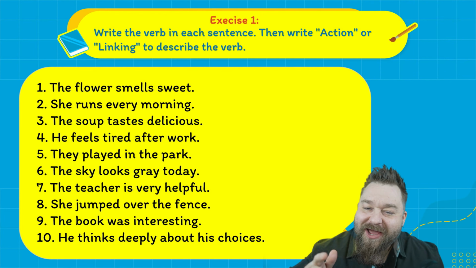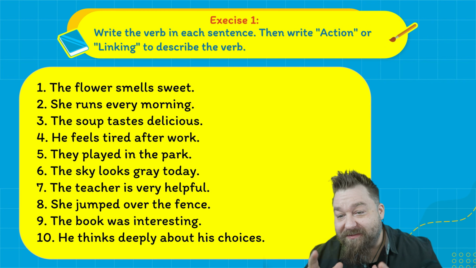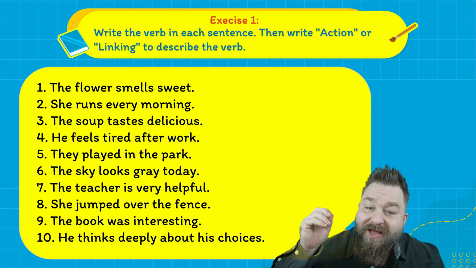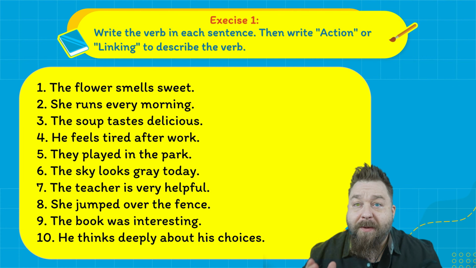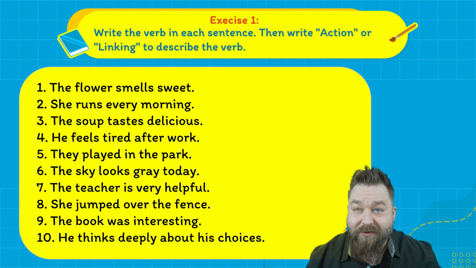We're going to do something similar, all right? Write the verb in each sentence. So find our verb. Now, what do I want you to do? I want you to write if it's an action verb or a linking verb. Okay? Pause the video and find them, okay? Now let's find out if your answers to exercise number 1 are correct.